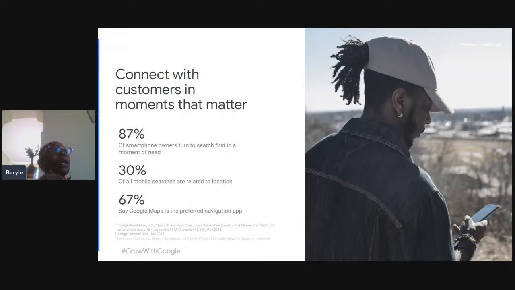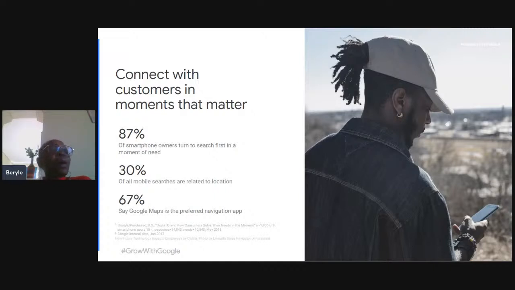If I am looking for a clothing store, a certain design of dress, if I'm looking for African print dresses, I will go online and look for shops that sell African print dresses. All right. So you can see that 87% of smartphone users turn to search first in the moment of need. And 30% of all mobile searches are related to location.